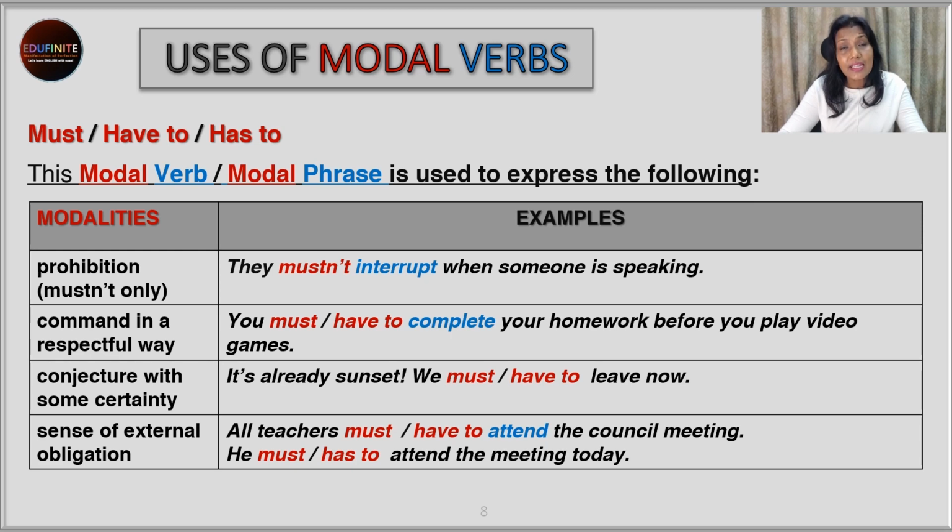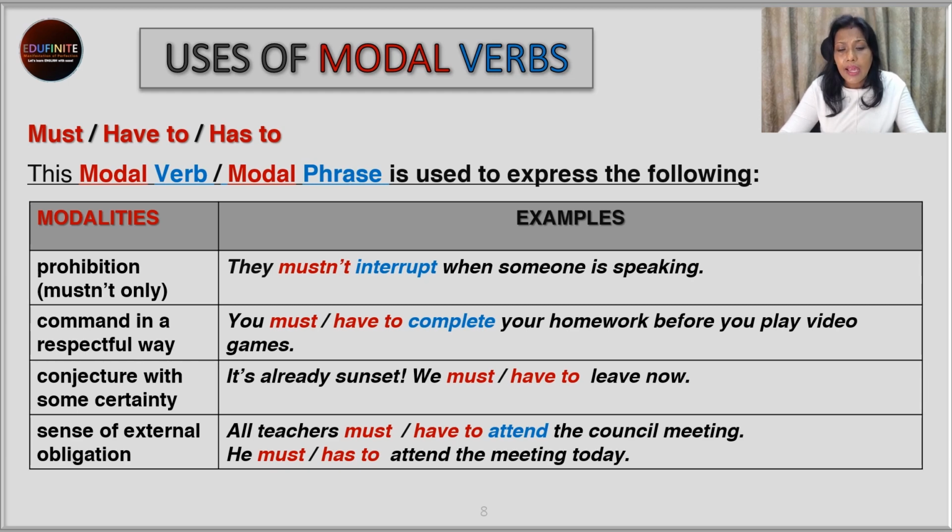Sense of external obligation. All teachers must attend the council meeting. So it's compulsory for all the teachers to attend the council meeting. Or we can also say all teachers have to attend the council meeting. Like no one can skip it. Everyone has to attend it.